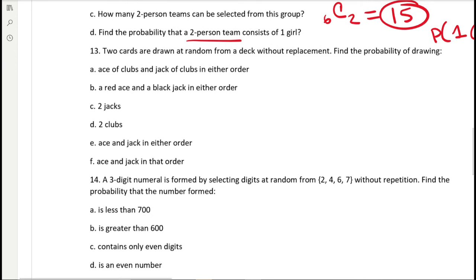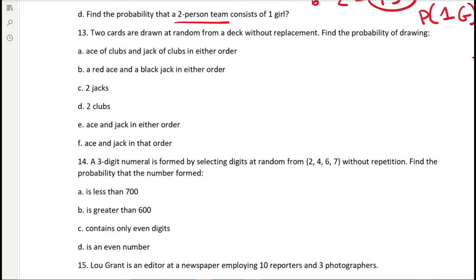All right, so number 13, two cards are drawn at random from a deck without replacement. Find the probability of drawing an ace of clubs and a jack of clubs in either order. So for part A, we're drawing the ace of clubs and the jack of clubs. Well, how many ways of drawing an ace of clubs? It says either order, so we're looking at some kind of combination, since order doesn't matter. If we're talking about the ace of clubs, there's only one ace of clubs from a choice of four aces, right? So it's four choose one. And you have to do a jack of clubs. You're choosing one of them, and there are four jacks and only one jack of clubs. So basically, four choose one times four choose one.